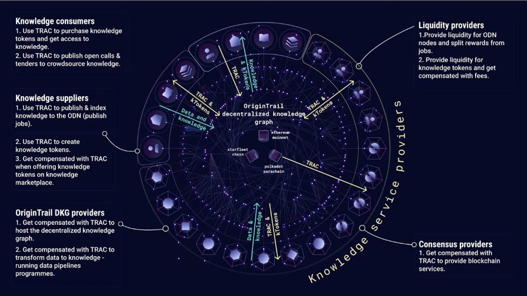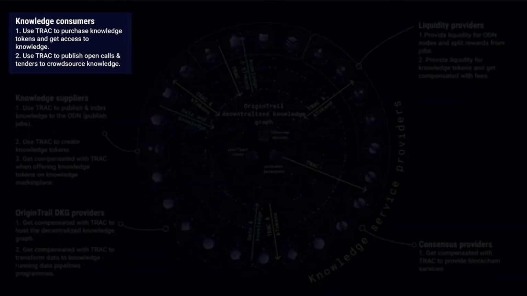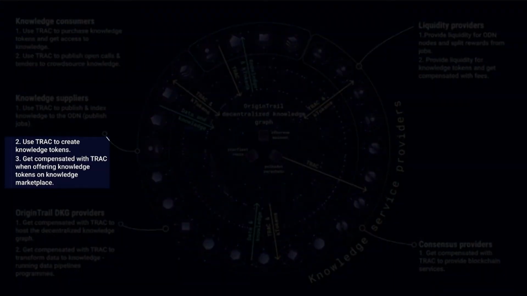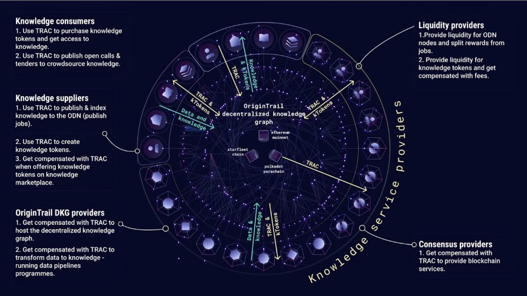Now, the tokenomic upgrades as a result of building out this knowledge economy introduces knowledge consumers where 1, you can use Track to purchase knowledge tokens, and 2, use Track to publish open calls and tenders, as we spoke about in the incentivization video. And we do get some additional features under the knowledge suppliers category where we see 2, you can use Track to create knowledge tokens, and 3, you get compensated with Track when offering knowledge tokens on the knowledge marketplace.